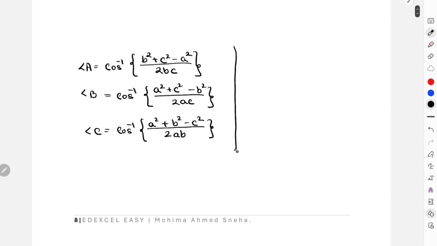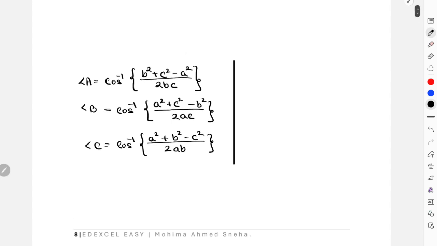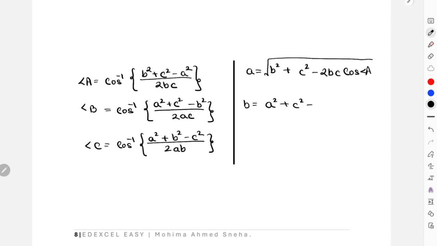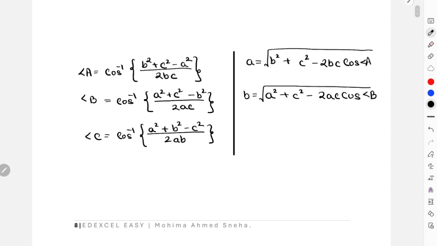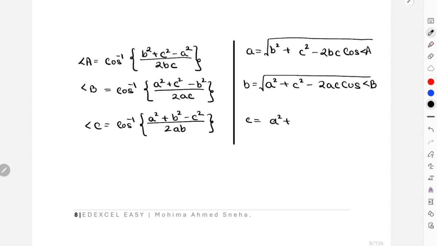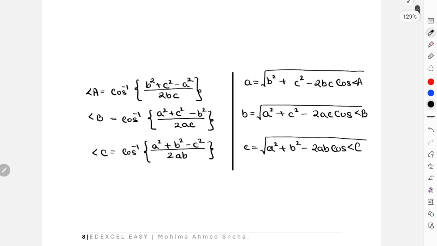And then if you want to find out the length of a side of a triangle whose angle has been provided, for example for side a, this is going to be b square plus c square minus 2bc cos angle A, and everything will be under a root. Similarly for b, this is going to be a square plus c square minus 2ac cos angle B, similarly under a root. And lastly for c, this is going to be a square plus b square minus 2ab cos angle C, and everything under a root. This is the formula for your cosine rule.